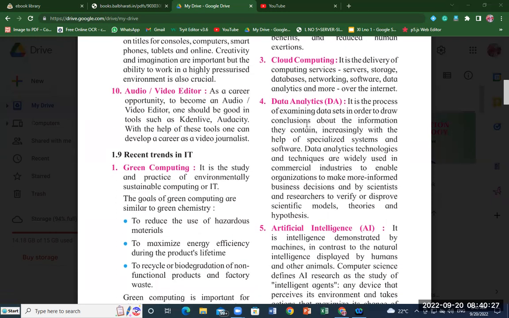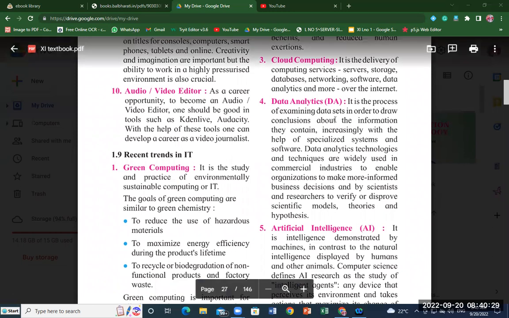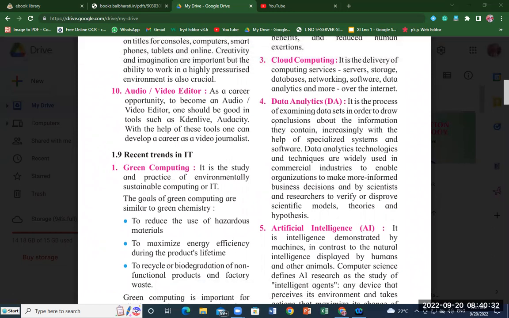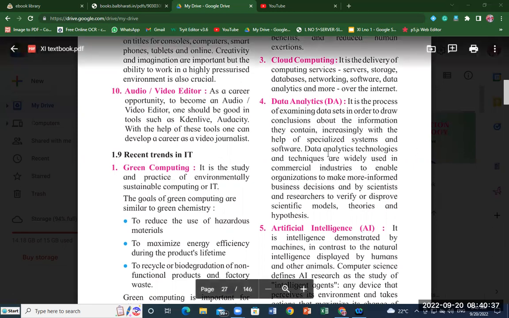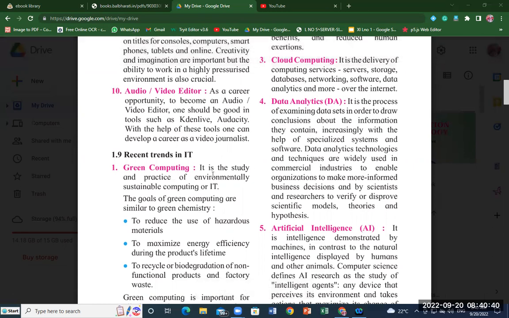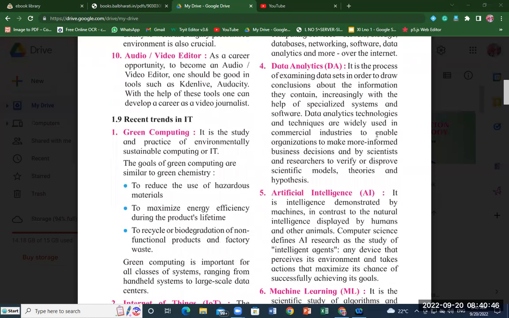Data analytics is also one trend. It is the process of examining data sets in order to draw conclusions about the information they contain. Increasingly, with the help of specialized systems and software, data analytic technologies and techniques are widely used in commercial industries to enable organizations to make more informed business decisions, and by scientists and researchers to verify or disprove scientific models, theories, or hypotheses. A small example is your share market, right?